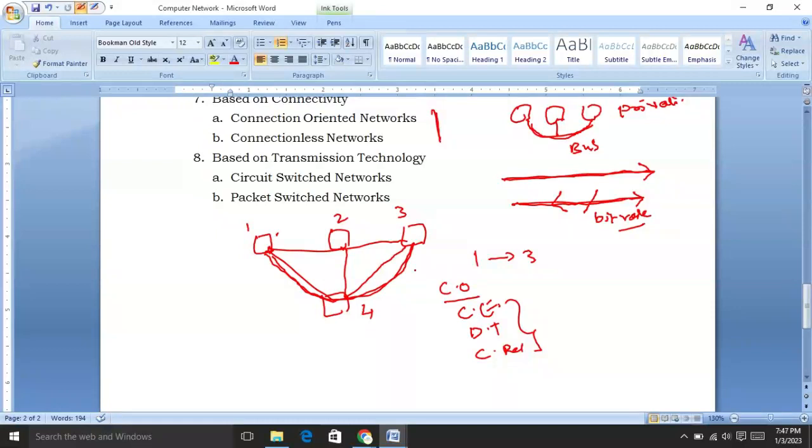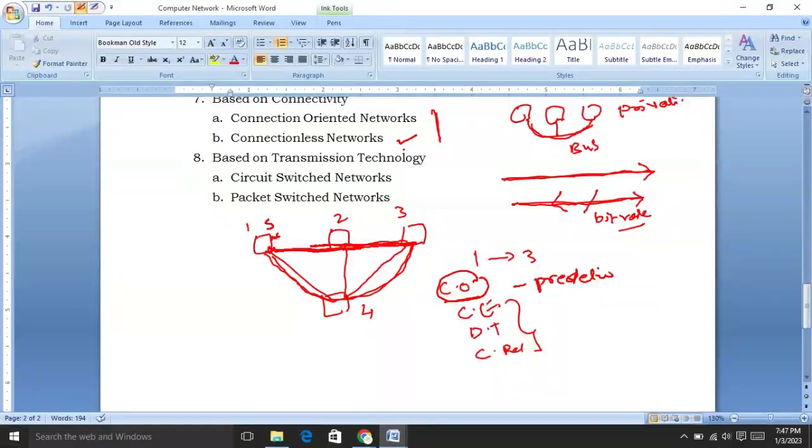In connection oriented, the path is predetermined. That means first the path is established and then data is transmitted. In connectionless, at the time of transmission only, the source system or sender decides through which path the data is transmitted. So this is the difference between connection oriented and connectionless.